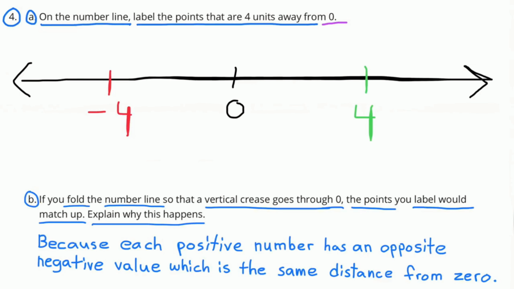B. If you fold the number line so that a vertical crease goes through 0, the points you label would match up. Explain why this happens. Because each positive number has an opposite negative value, which is the same distance from 0.